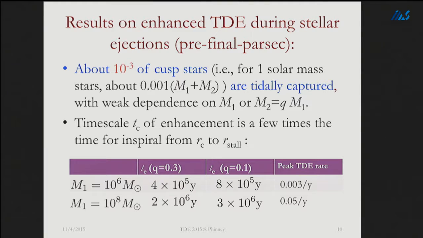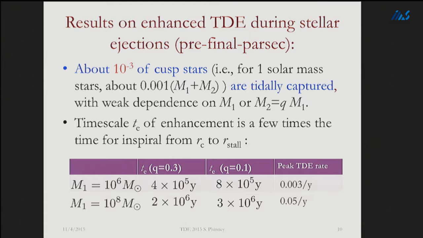So here are two representative simulations, one for a 10^6 solar mass black hole and the other for 10^8, the two ends of the tidal disruption range that are of interest. Here is the time scale for the enhancement rate for mass ratio of 0.3, so that's 3×10^5 and 10^6 solar mass black holes. And here 0.1, so 10^5 and 10^6, so it's a little bit longer because the spiral in is slower for this higher mass ratio. And the peak tidal disruption rates in this case are about 1 every 300 years, and in this case 1 every 20 years. So remember, that's in contrast to Chen et al.